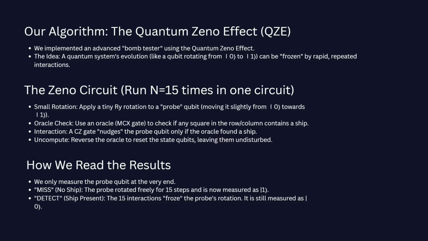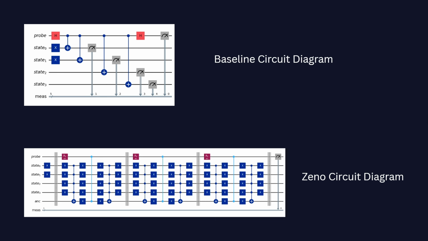If we measure the probe as 1, it's a miss. But if we measure the probe as 0, it means it was frozen by the ship's presence, and that's a detect. This slide shows the two circuits we have built, and it really highlights why our Zeno algorithm is superior. At the top we can see the baseline circuit. This is a simple destructive interferometer, and at the bottom we have the Zeno circuit. We can see the repeated blocks for each Zeno iteration, and here we have just shown 3 iterations, as these are just for visualization purposes.